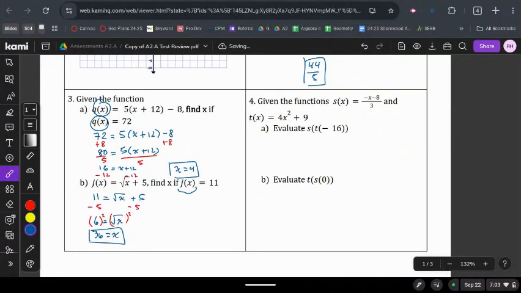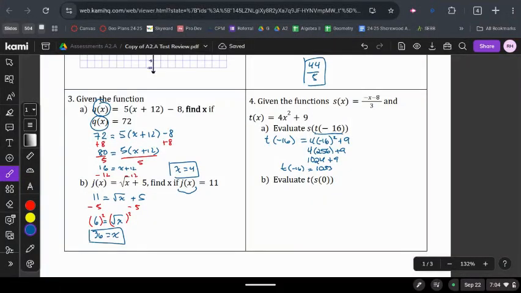And the last one is that function notation, the composite function. And so we're starting with the inside out. So t of negative 16 first. That's 4 times negative 16 squared plus 9. So negative 16 squared is 256. And 4 times 256 is 1024. So when we add 9, t of negative 16 is equal to 1033.